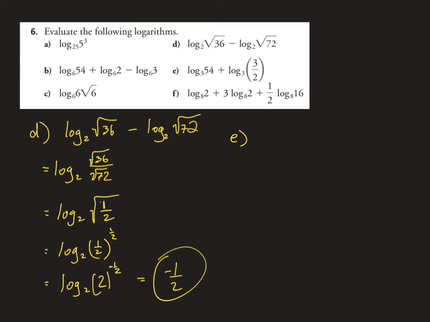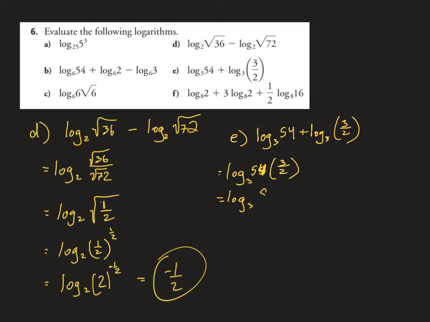Part E, log base 3 of 54 plus log base 3 of 3/2 is equal to the log base 3 of 54 times 3/2. Oops, I should write 54 when it's 54. Equals the log base 3 of, let's see, that's 27 times 3, so 81, which equals 4.